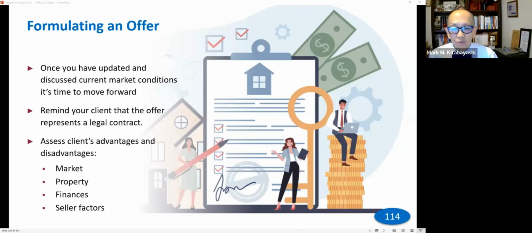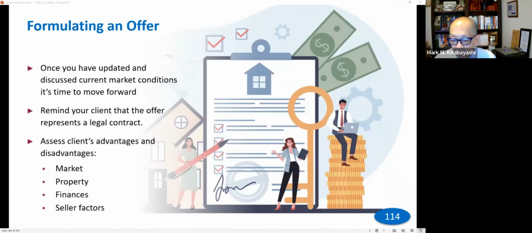All right, let's continue and finish off for the day. Formulating an offer. This part is the same. Once you have an update and discuss current market conditions, it's time to move forward and make an offer. Remind your clients that the offer represents a legal contract, because if you sign, that means it's a legal contract.